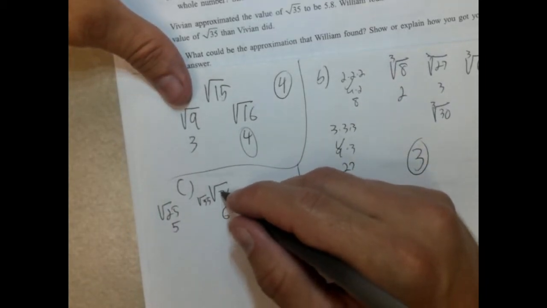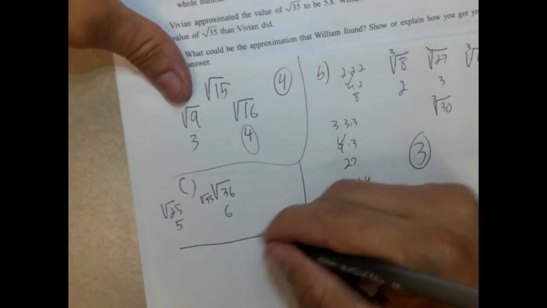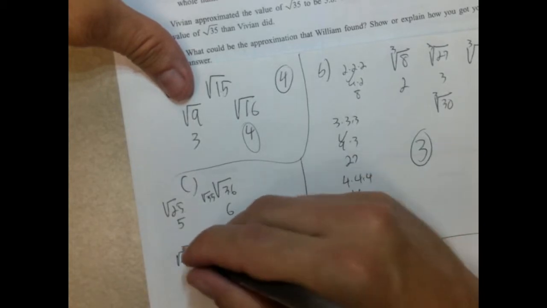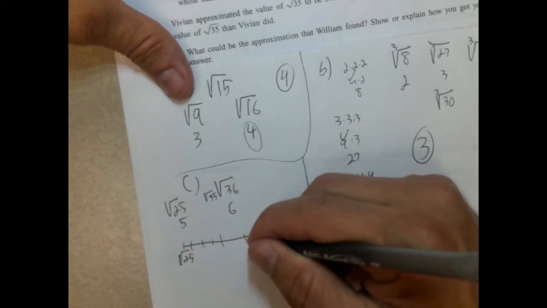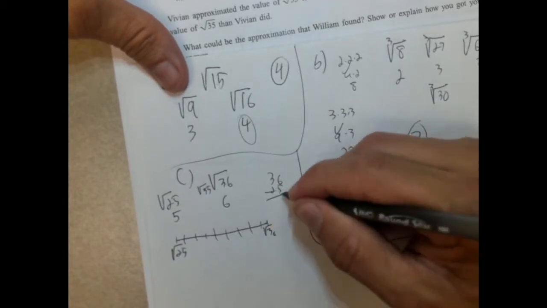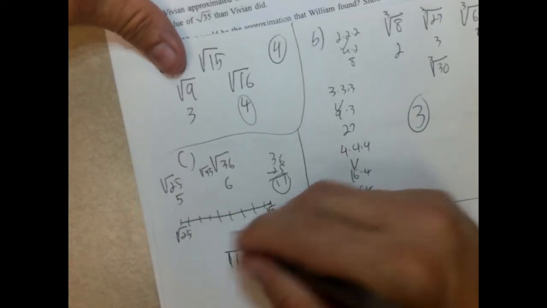So first thing we're going to do is find the difference between 36 and 25. Think of it as a number line. Let's say you had radical 25 here, radical 36 here, and you want to find out how many little marks there are. I think there should be 11. So 36 minus 25, yep, there's 11 marks. That's the distance between the two.